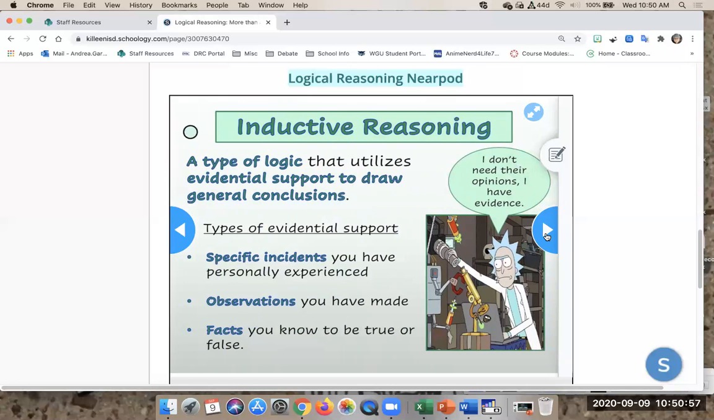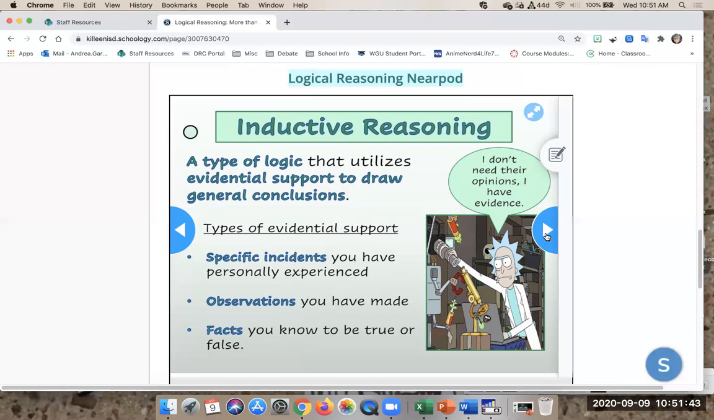So, inductive reasoning is a type of logic that utilizes evidential support to draw general conclusions. So I don't need your opinions, I have the evidence. So this is a lot of scientific stuff, right? We use this a lot in science and math. Types of evidential support: specific incidents that you have personally experienced. Why is it important that it's personal? Anybody? Who experiences it if it's personal? You. So I can testify that this happened. But if I say, well, my son experienced blah, blah, blah, and I didn't see it with my own eyes, is that the right type of evidence? No.